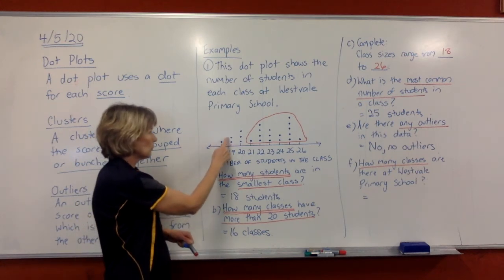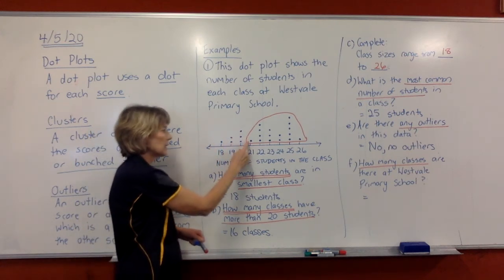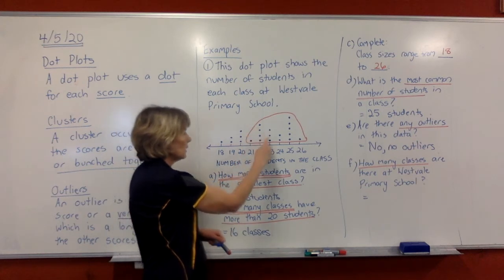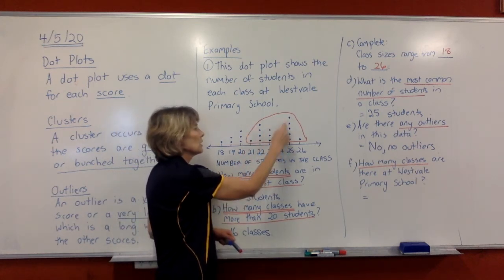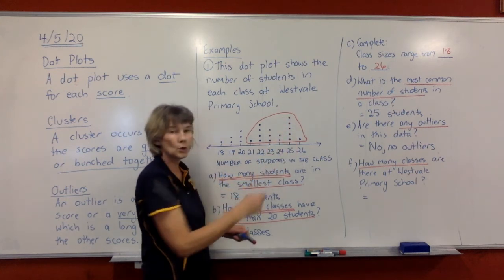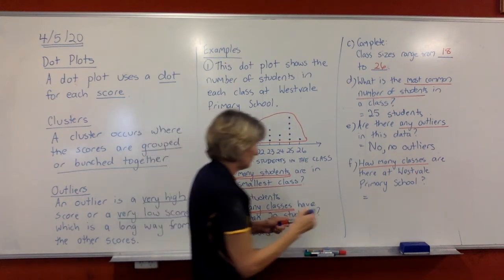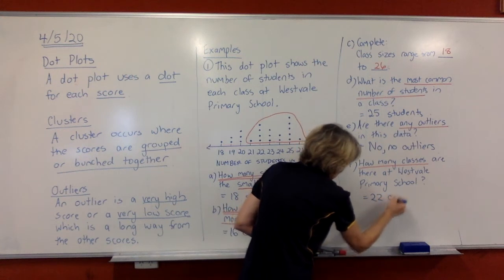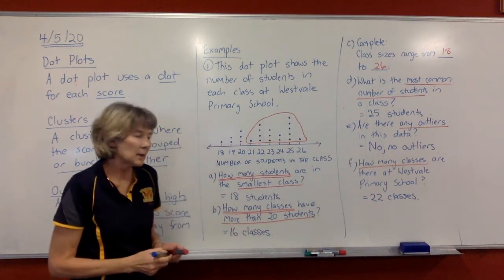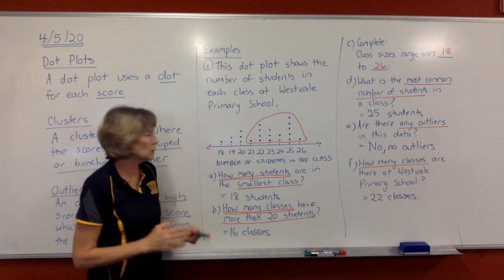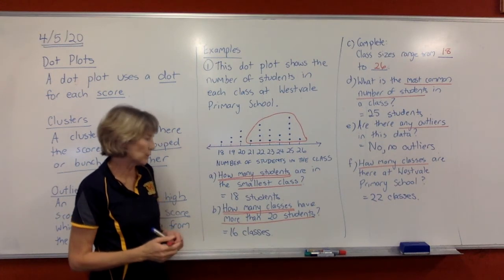1, 2, 3, 4, 5, 6, 7, 8, 9, 10, 11, 12, 13, 14, 15, 16, 17, 18, 19, 20, 21, 22 classes in the school. Okay, so that's how you do those questions. You do have to think about it carefully before you do it.